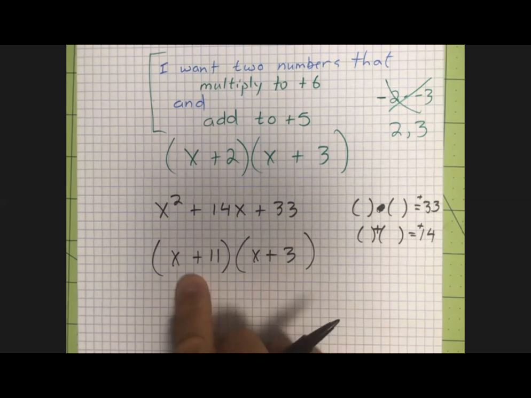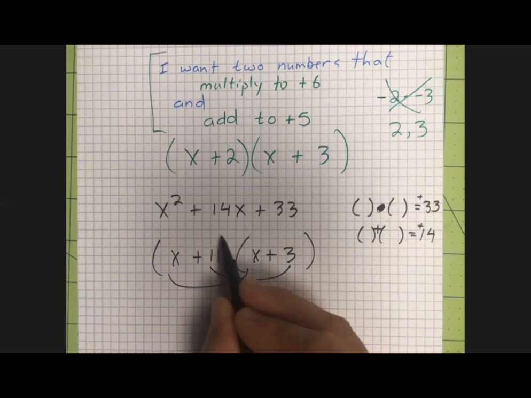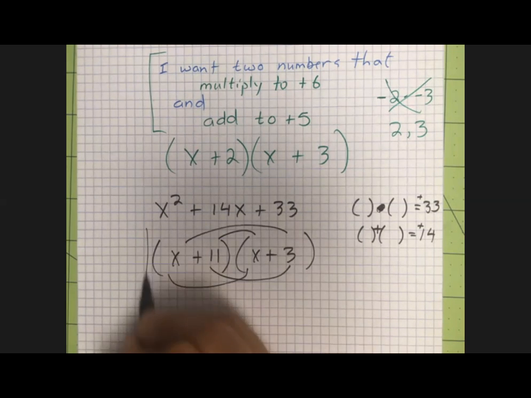And maybe you've also done this before, but this is a great way to think about it. So let's do the safety check. X squared, got it. 33, got it. Plus 11x plus 3x plus 14x. I'm golden.